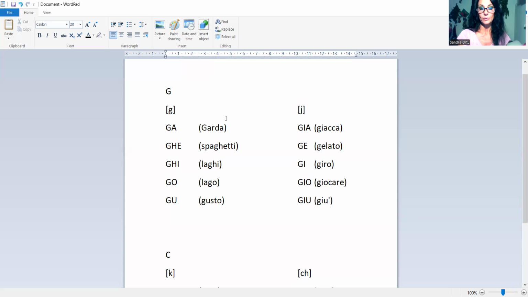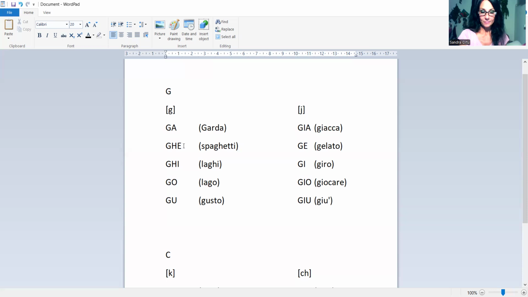These examples are useful for you to associate the sound to a word that you probably know already, or you can memorize and put this combination of letters in a context. So here for ga, we have Garda, which is a lake. Many of you have probably heard of it, Lake Garda or Lago di Garda.